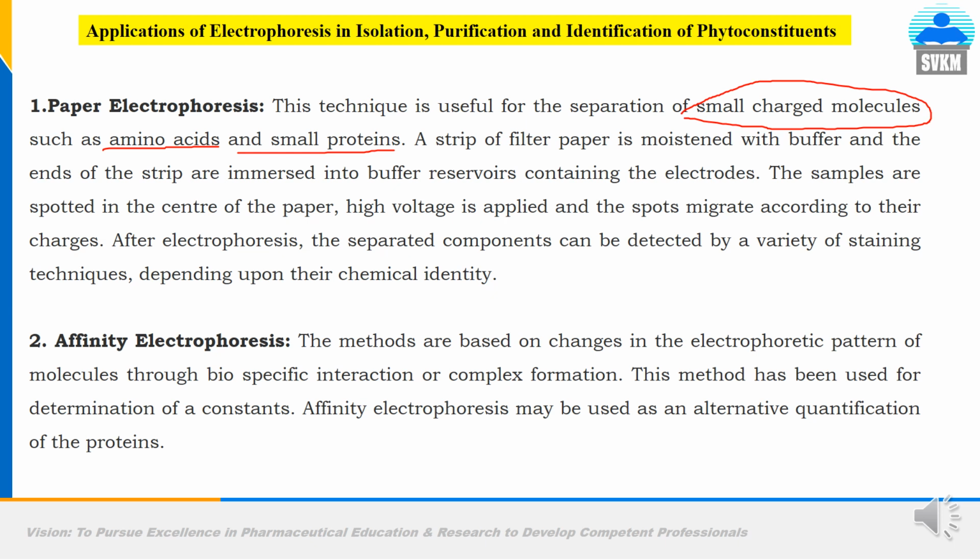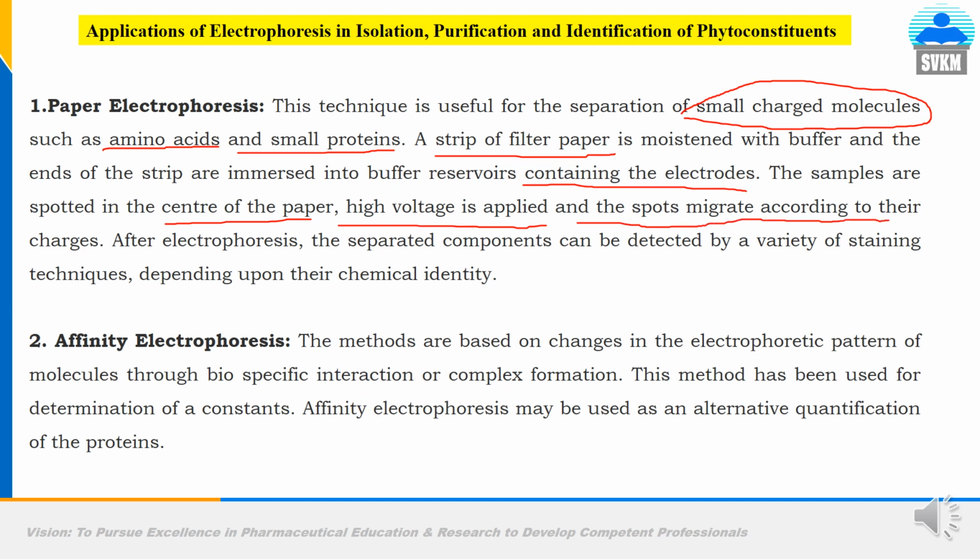A strip of filter paper is moistened with buffer and the ends of the strip are immersed into buffer reservoirs containing the electrodes. So here a simple strip of filter paper is moistened with a buffer solution and the ends of the strip are immersed into buffer reservoirs containing electrodes, both anionic and cationic electrodes, positive and negative charge. The samples are spotted in the center of the paper. High voltage is applied and the spots migrate according to their charges.